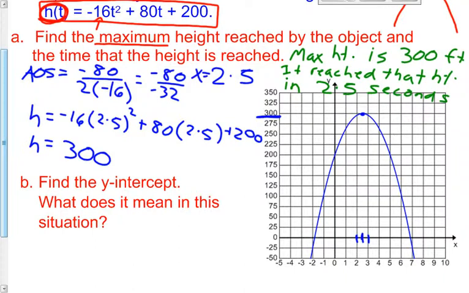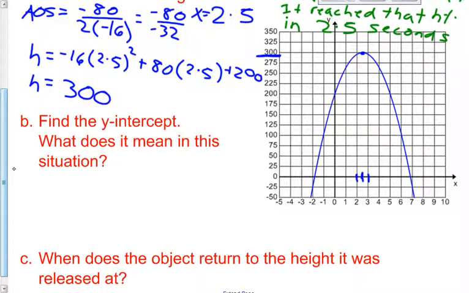Letter B, find the y-intercept. And what does it mean in this situation? Now the y-intercept, which is right here, is where our graph crosses the y-axis. The way that we're going to find this, we could look at the graph, but we could be a little bit off if we just look at the graph. We want to be completely exact. So the way that we find the y-intercept is this value right here is at 0 and something, right?